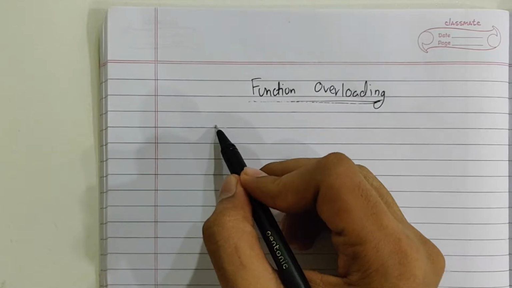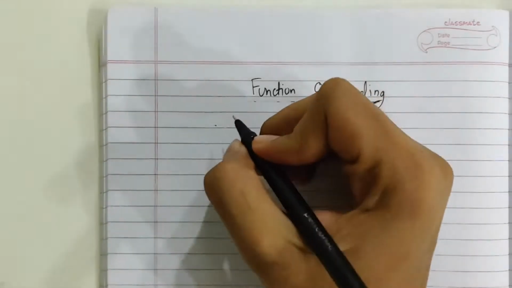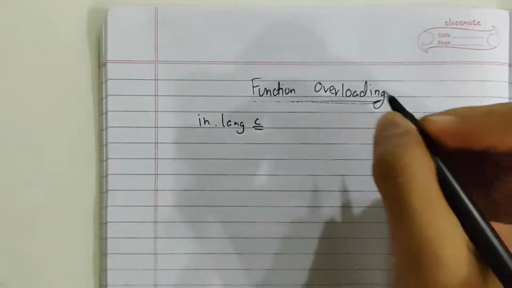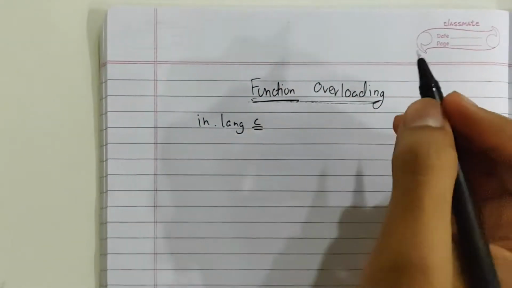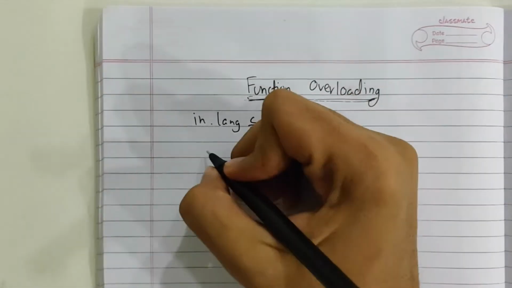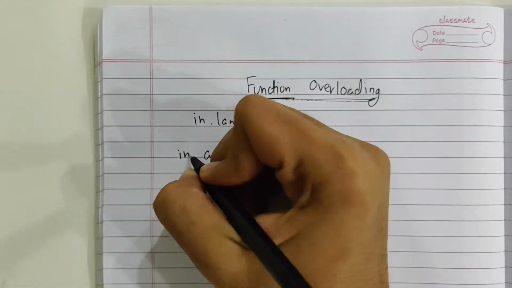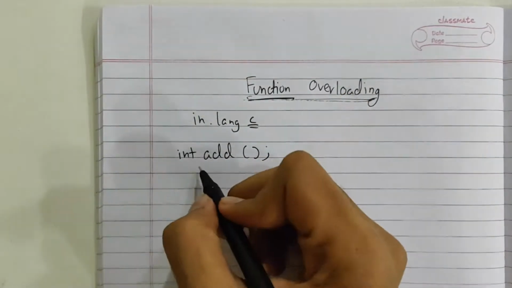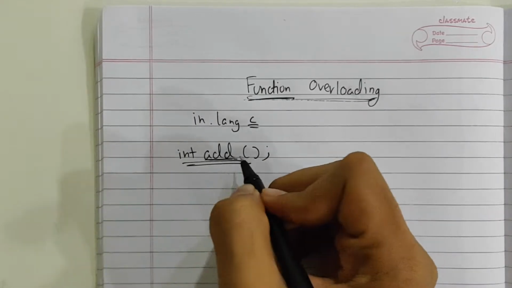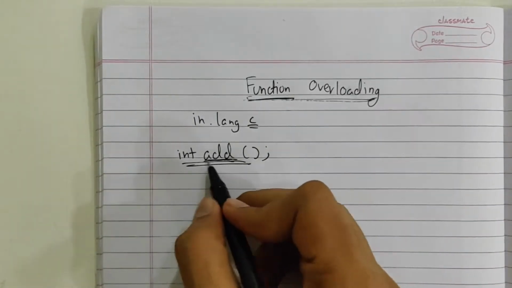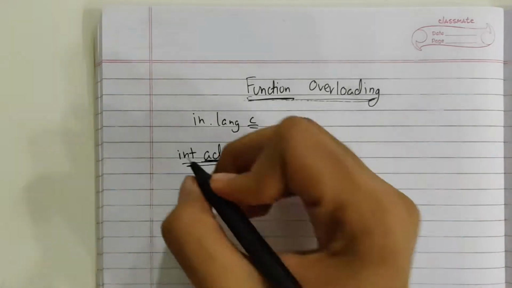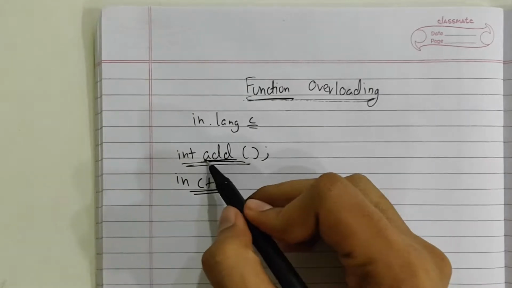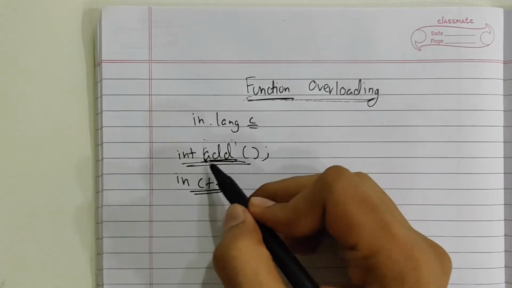Remember, in language C, we could not make a function of the same name more than once. Like if I had a function add, let's say int add, and the parameters, we could not have a function named add more than once. But in C++, we have the ability to have more than one function of the name add.